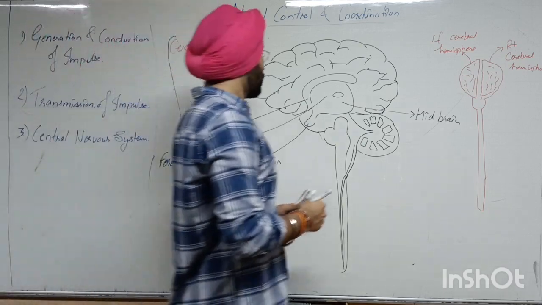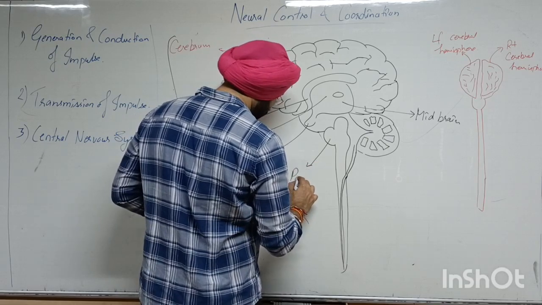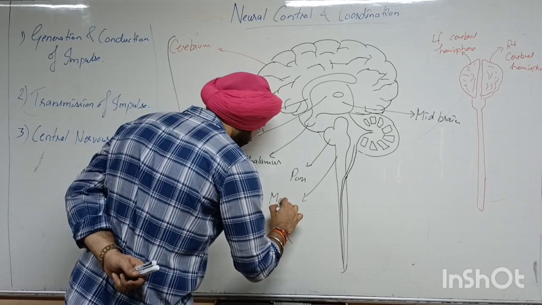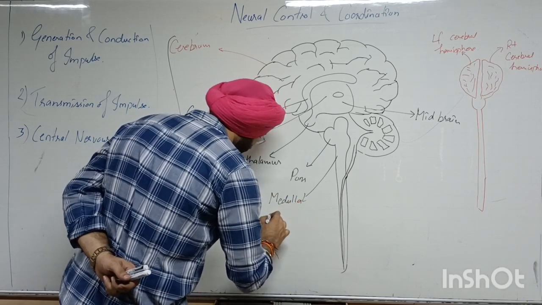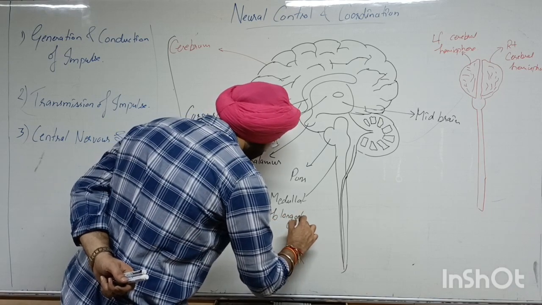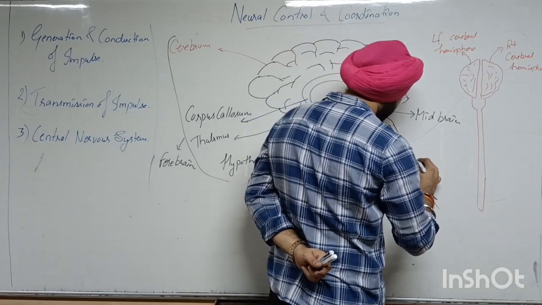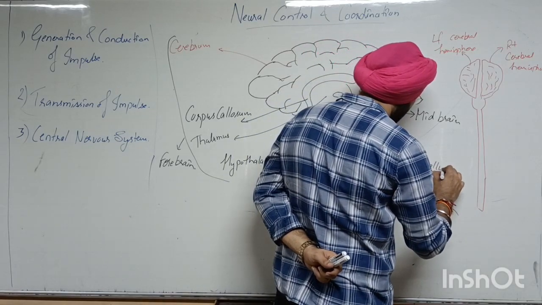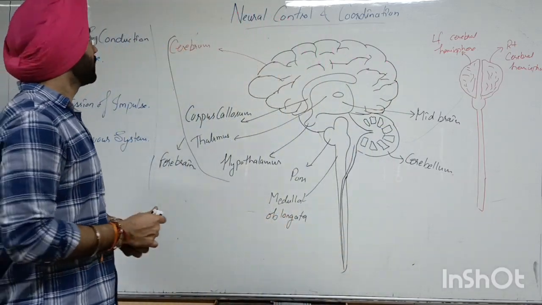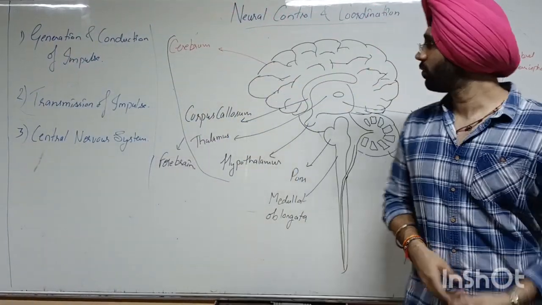Now let's talk about the hindbrain. This part is known as your pons. This part is your medulla oblongata, and this part is your cerebellum. So let's talk about each and every part. Because we are out of time, we have to cover this topic, so all you have to do is just write down what I am talking about.